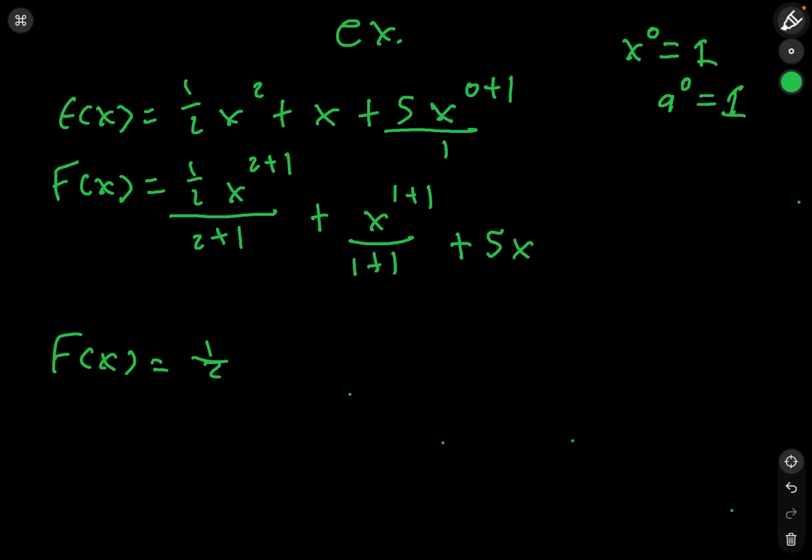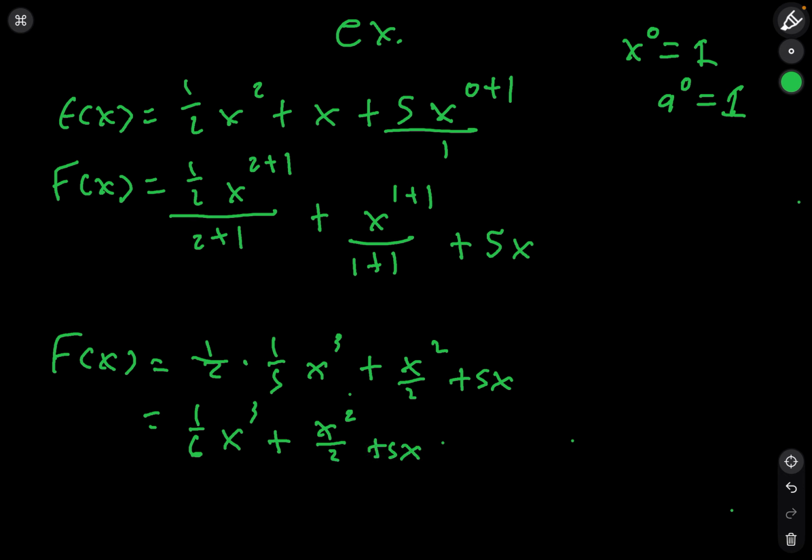1/2 times 1/3 x to the third plus x squared over 2 plus 5x, and we continue simplifying until you get 1 over 6 x to the third plus x squared over 2 plus 5x. And don't you forget that c. Do not forget that c.